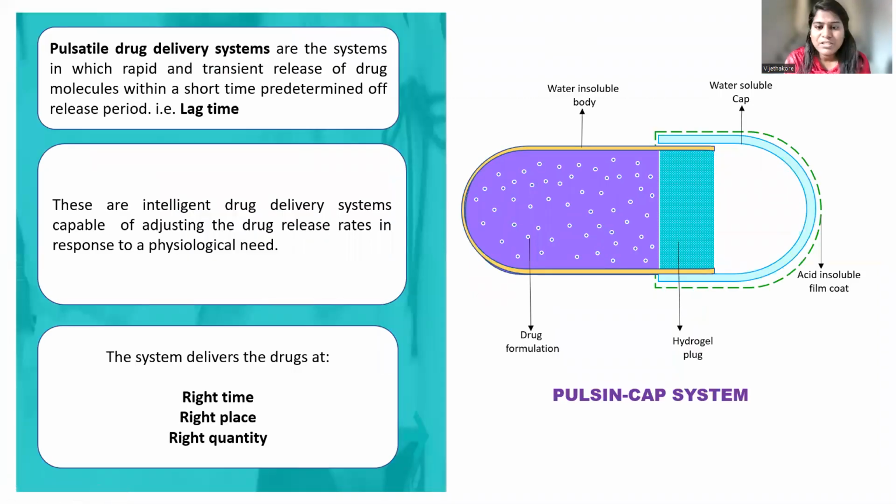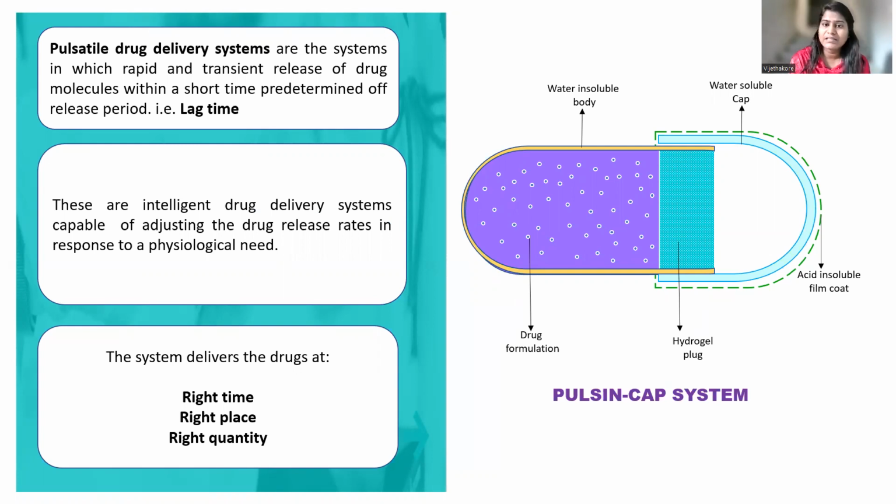Next, coming to the Pulsincap system. This is one of the pulsatile drug delivery systems, and from this system the drug will be rapidly released after a predetermined interval of time. This predetermined off-release period is nothing but the lag period. During this time, there is no release of the drug from the dosage form. After this lag period, the drug will be released from the dosage form.